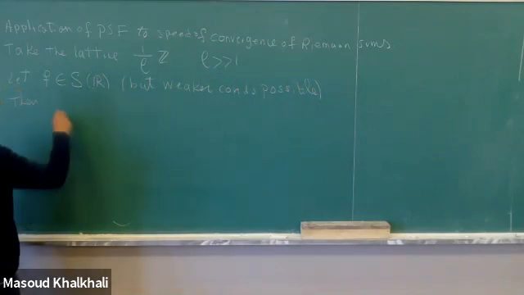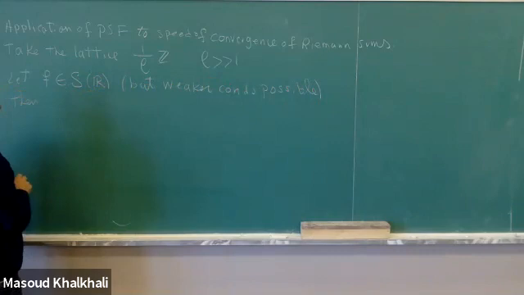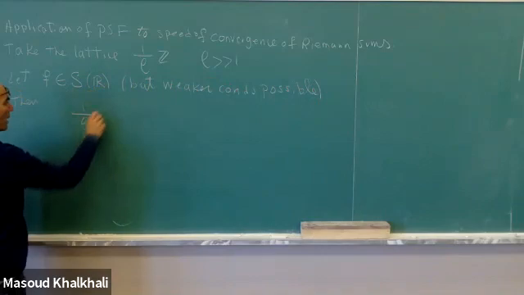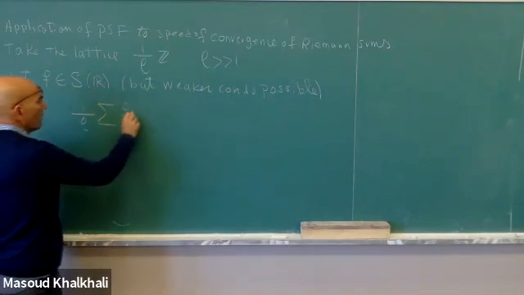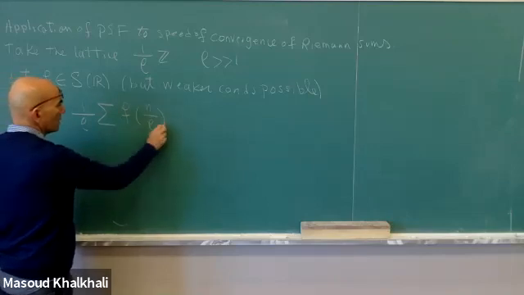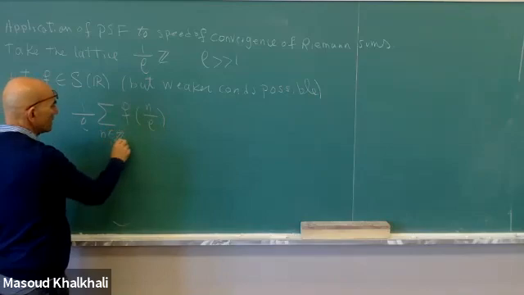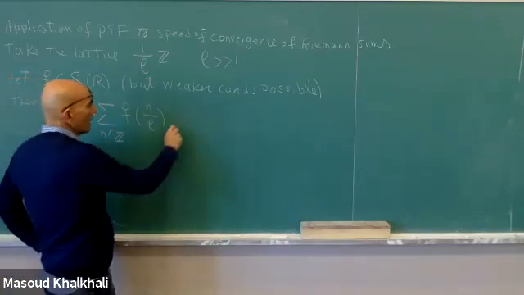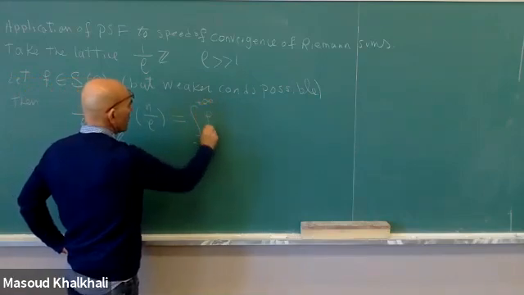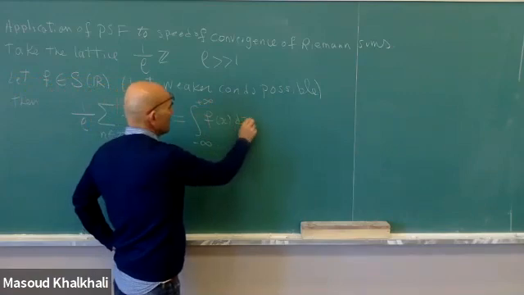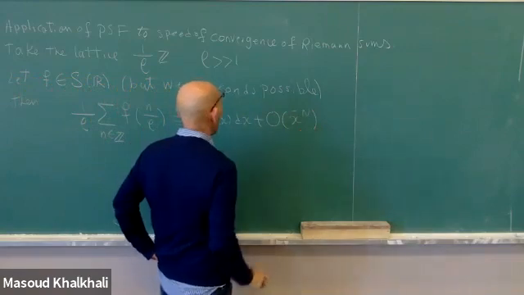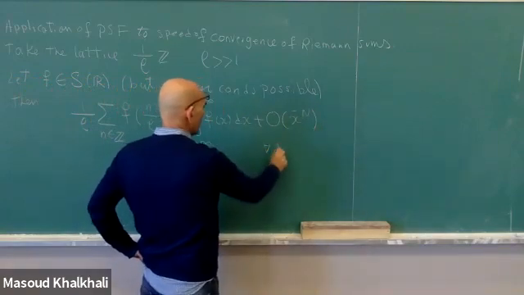So the following, the Riemann sum. So let's do the Riemann sum. So the Riemann sum is, what is it? 1 over L sum of f of, say, n over L, n belonging to Z, is equal to the integral from minus infinity to plus infinity of f of x plus O of x to the power minus N for any N.